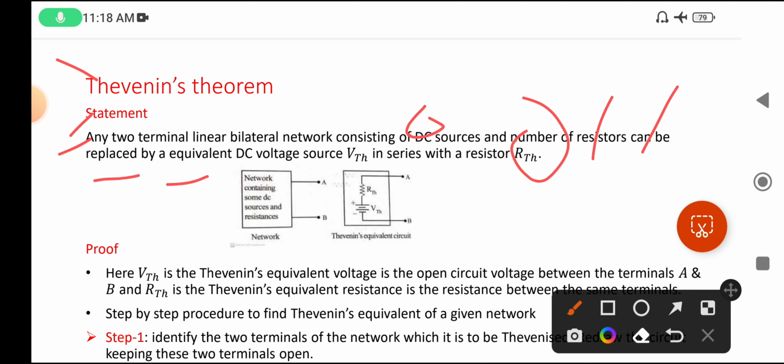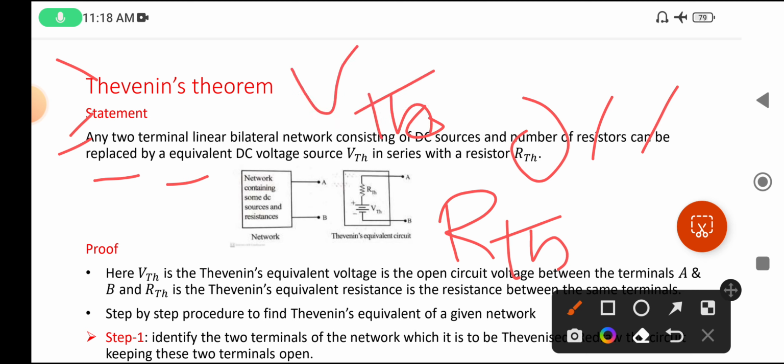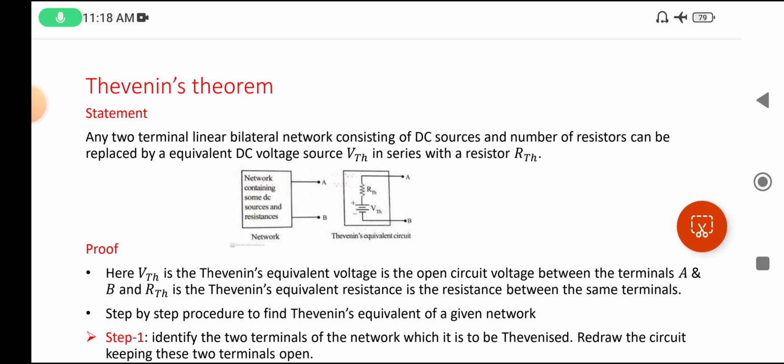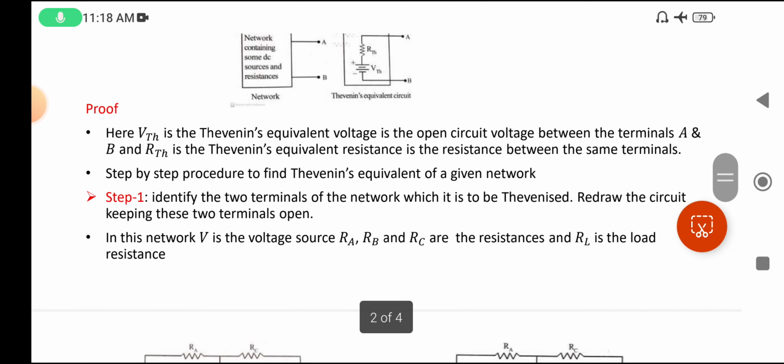What he is saying is, whatever resistance is present, you must replace all the resistance by R Thevenin, and whatever voltage you have, you must replace all the voltage by V Thevenin, and connect these two things, this resistance with this voltage, in series. That is the statement of Thevenin's theorem. And the proof of Thevenin's.